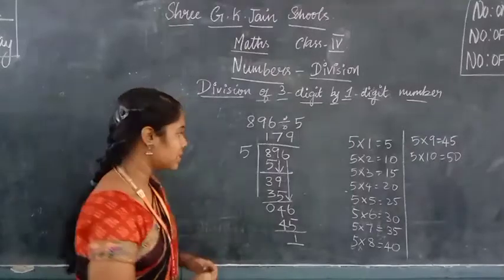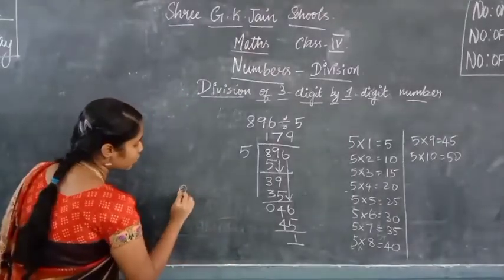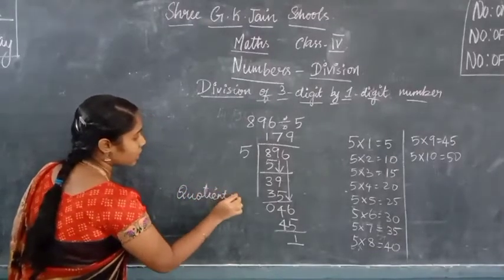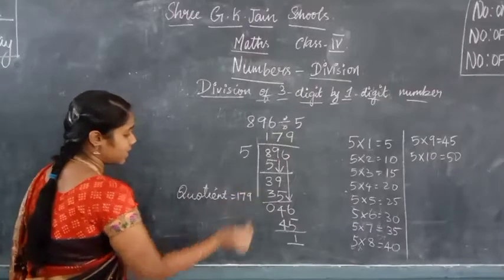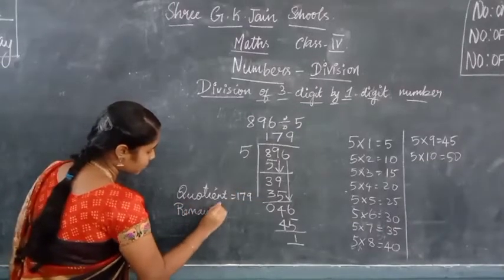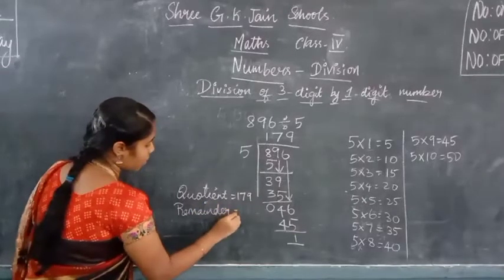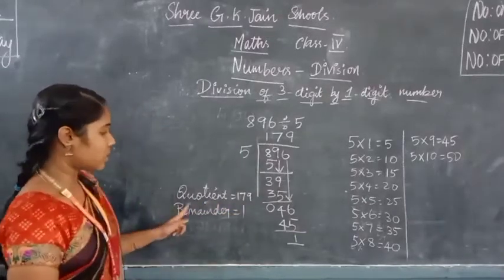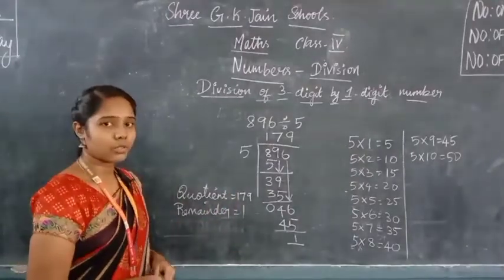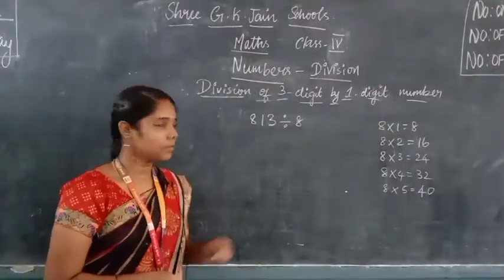Okay, students? Yes. Now shall we write the quotient and remainder? What is the quotient value? 179. Remainder, 1. So what is the quotient? 179. The remainder is 1. Understood, students?